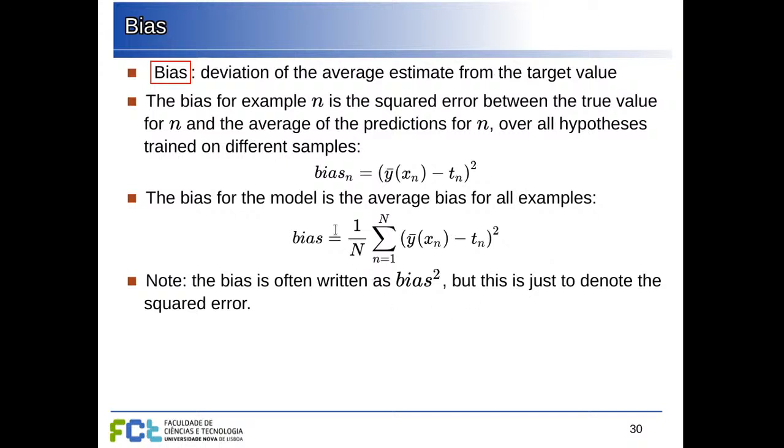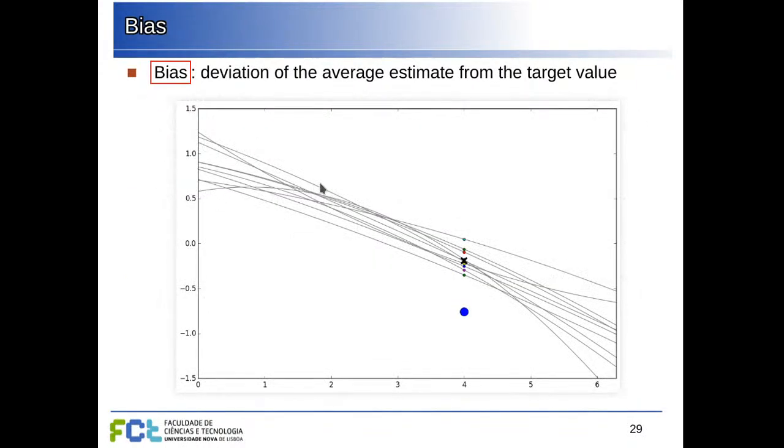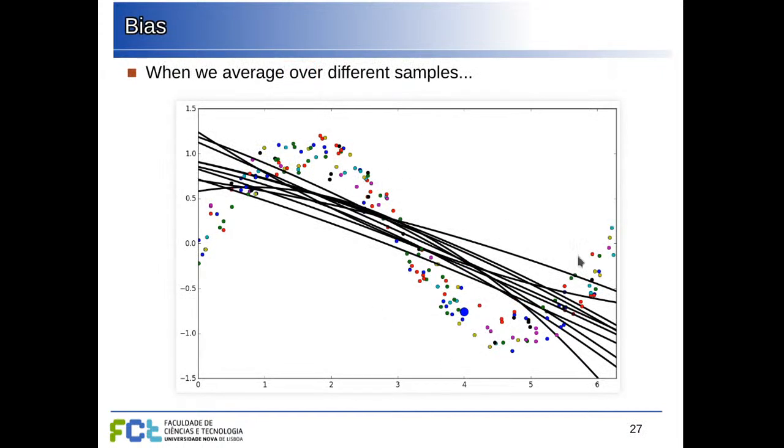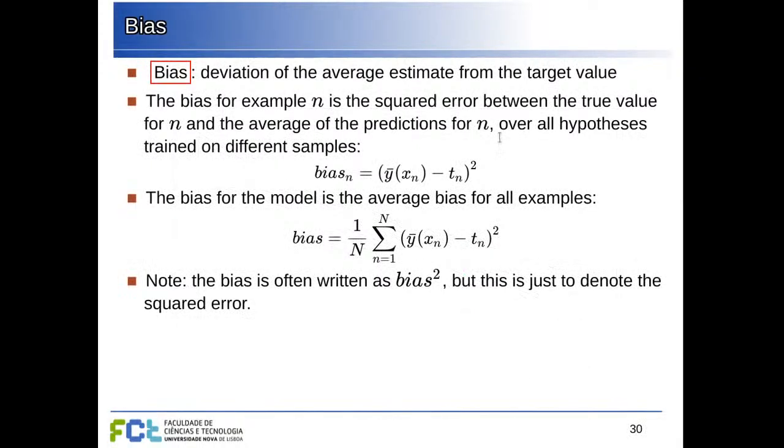So in this case it's not quite the bias for the model, but the bias for one of these hypotheses. For example, we could average over all the points, or we could consider at this point the bias of the model by looking at the different hypotheses we are obtaining when we consider different samples. So basically what we're doing is we are measuring the bias from the point and averaging over all the points, and then averaging over all the hypotheses that we have.